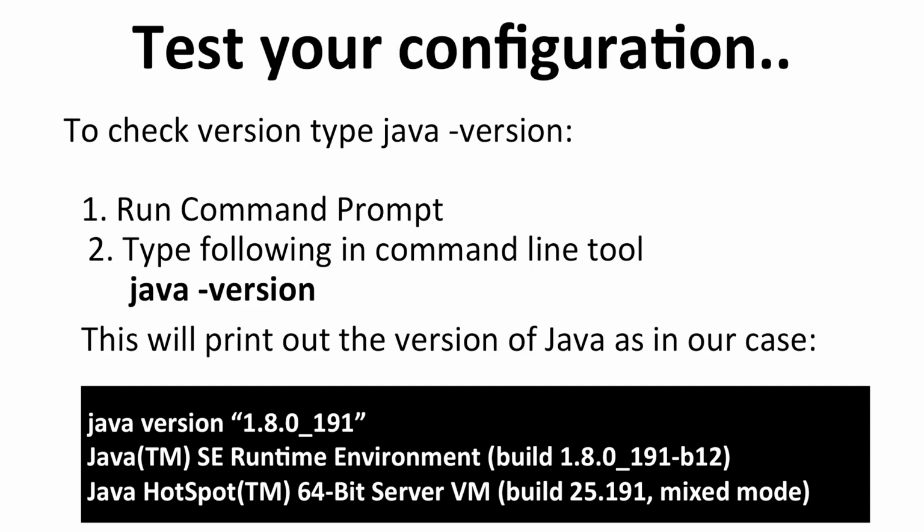These are the other outputs we will have on the screen. Java(TM) SE Runtime Environment, build 1.8.0_191-b12. Then Java HotSpot(TM) 64-Bit Server VM, build 25.191, mixed mode. So all these outputs we will have after running the java -version command. So now we have just tested our configuration.